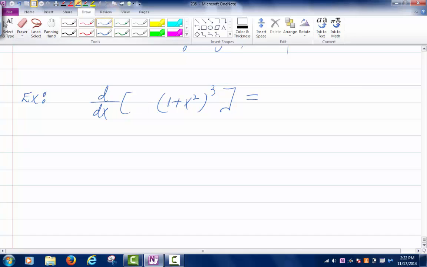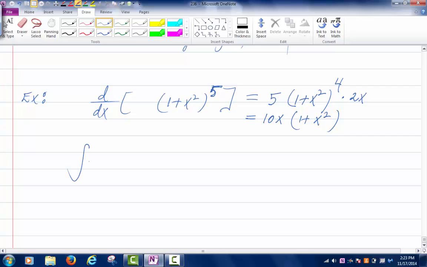I want to take the derivative of 1 plus x squared to the 3, right? What's the derivative? Actually, let's make it 5. What's the derivative of 1 plus x squared to the 5? By using the chain rule, it is 5 times 1 plus x squared to the 4 multiplied by 2x, which is equal to 10x times 1 plus x squared to the 4.